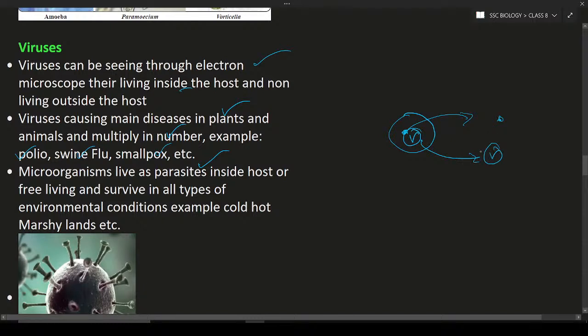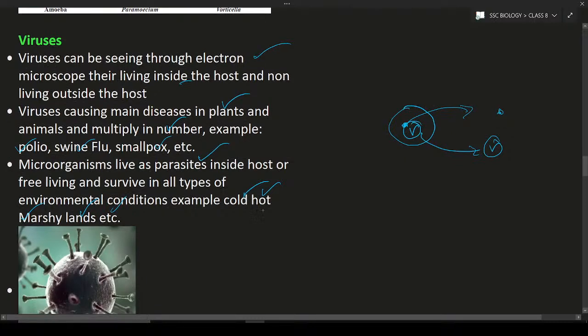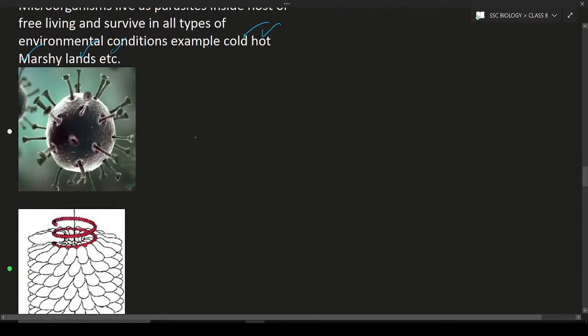That is known as free, means they can live freely outside the host, or they can live inside the host. But generally when the virus is outside the host, it is not in a living condition. These viruses can live in many different types of climatic conditions like cold, hot, marshy land, etc. Marshy means salt or some other kind of water. So these are all about the viruses. If you see under the electron microscope, you can see such a kind of structure. This is the image of the viruses seen under the electron microscope.